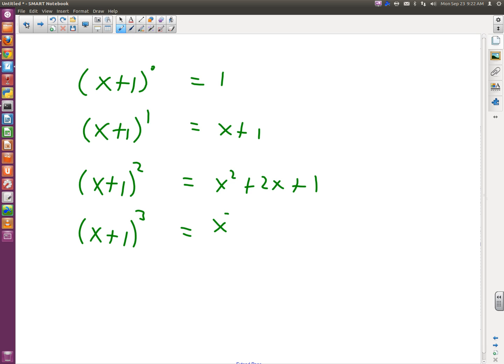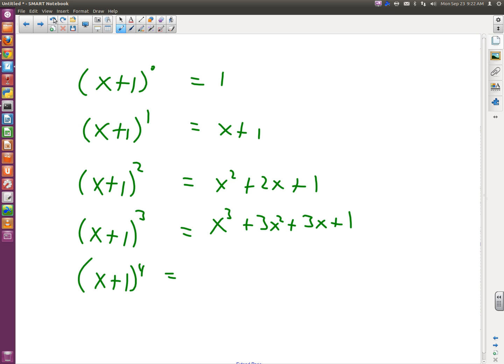Okay, so it's 1x squared. Whoops, wrong. Back. It's 1x cubed. Okay, what do you think? But 3x squared plus 3x plus 1. Right? Do you know Pascal's triangle? Okay.